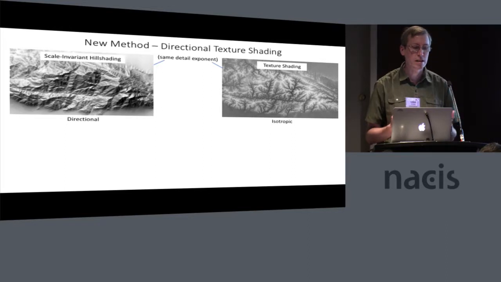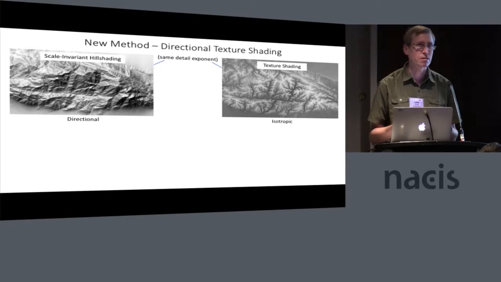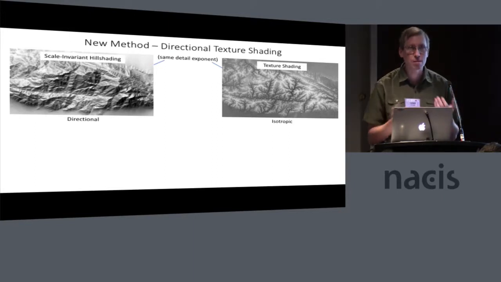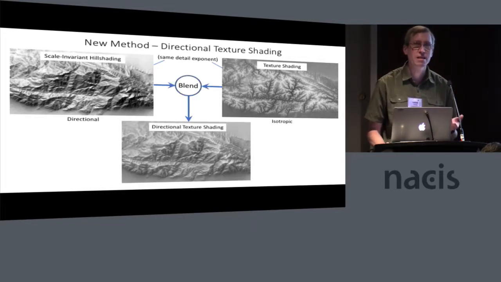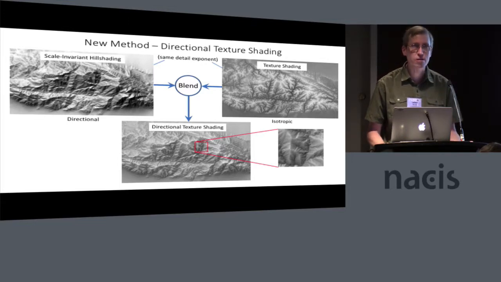In both of these cases, instead of having, as I mentioned, a blur radius, there's an exponent in the algorithm that controls how rapidly the details drop off, or how rapidly the contrast drops off with smaller and smaller details. If we're careful to choose the same exponent for both of these images, then when we combine them, we retain the scale invariance property, and we get what I'm going to call directional texture shading. So in this case, if we zoom in on that, you can see that the zoomed image retains a lot of the same visual character as the full image, and in particular, notice that the ridges are much sharper than they were before.